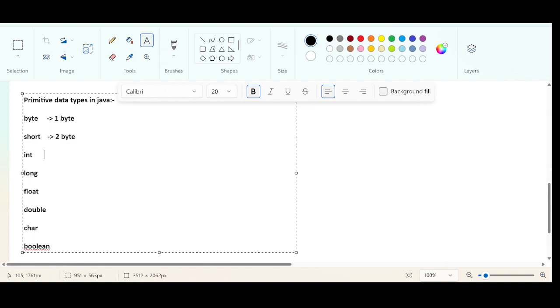And long. I will explain why there is some differentiation in allocating memory. Why did Java's designers come to this conclusion? Why did they want us to use these specific data types to store values? We will arrive at that conclusion, but understand that byte consumes 1 byte of memory, short consumes 2 bytes, int consumes 4 bytes, and long consumes 8 bytes.